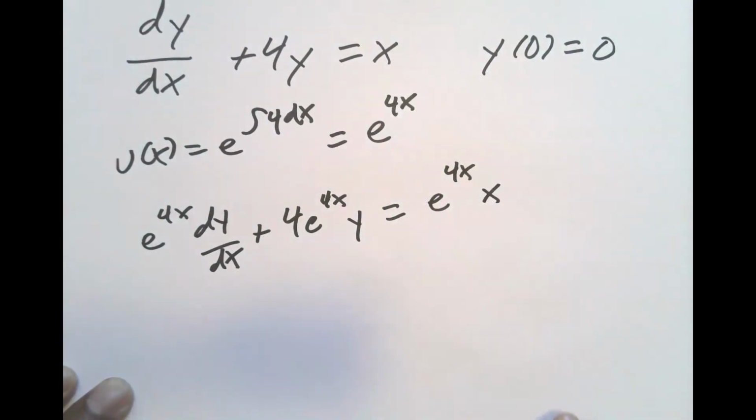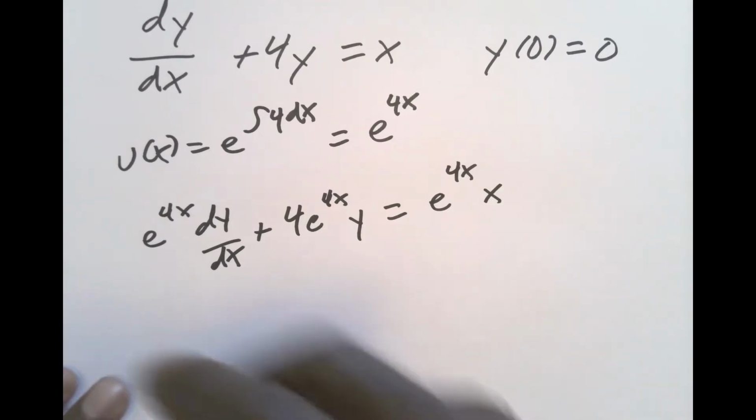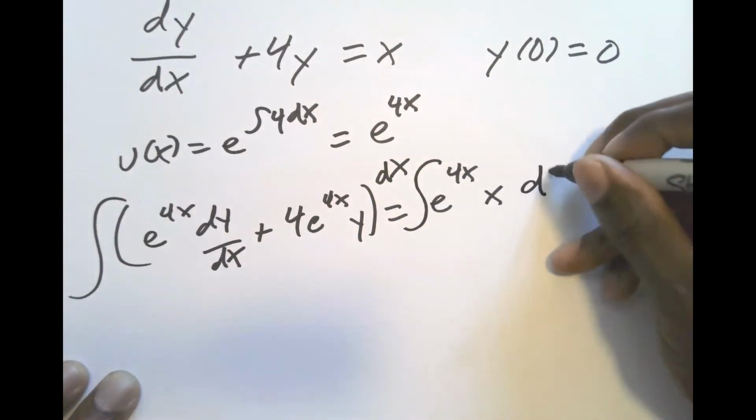Maybe I should have put the x before the e. All right. So after we multiply by the integrating factor, we integrate both sides. So I'm going to integrate this guy, and I'm going to integrate this guy.